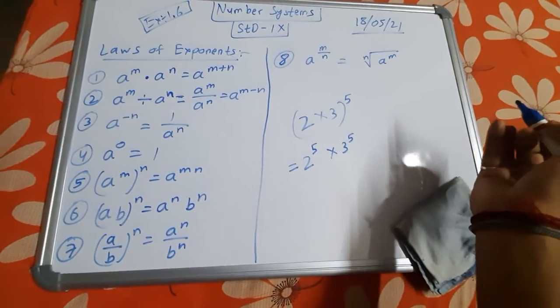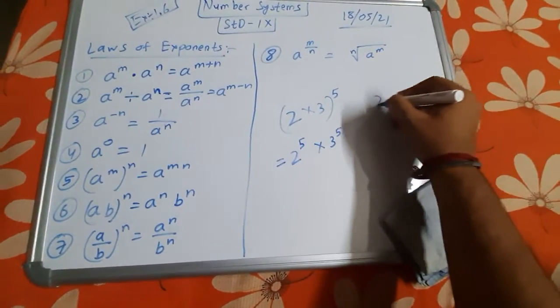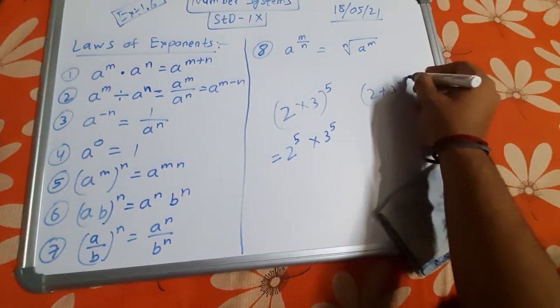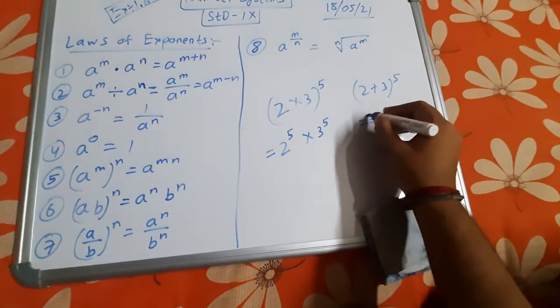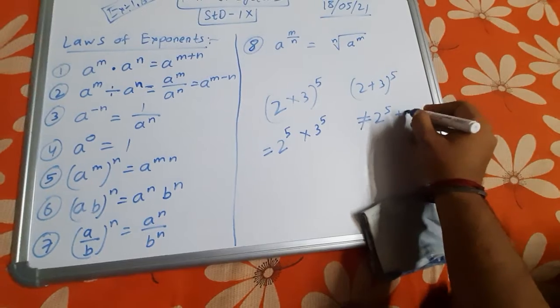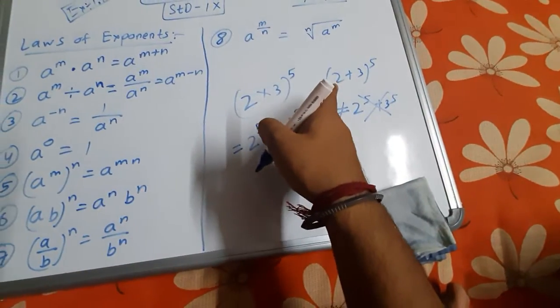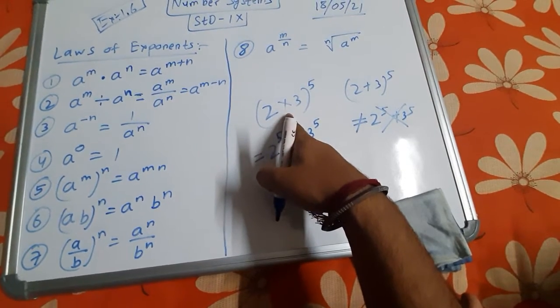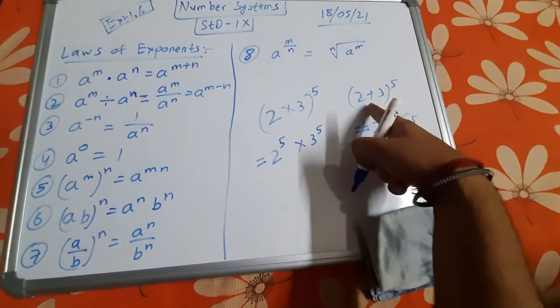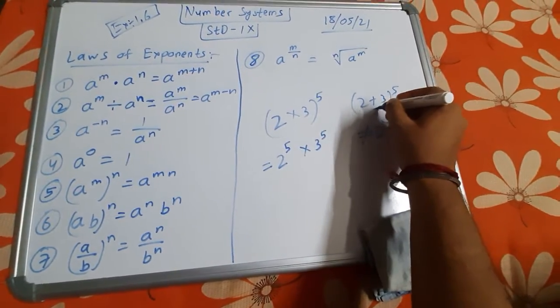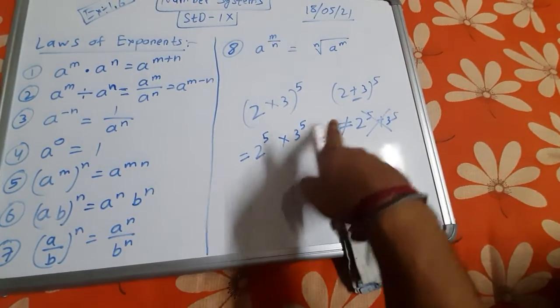But this won't happen if it was 2 plus 3 whole to the power 5. Then this is not equal to 2 to the power 5 plus 3 to the power 5. Just don't forget this. It only happens if there is a multiplication or division in between, not for plus and minus. For plus and minus, this can't happen.